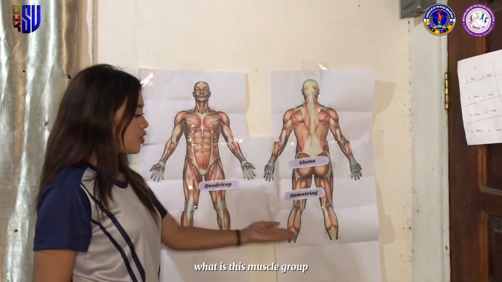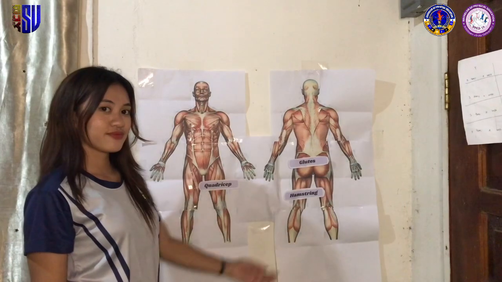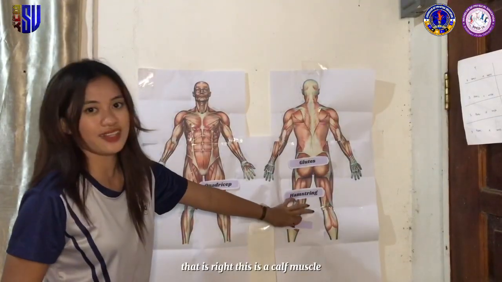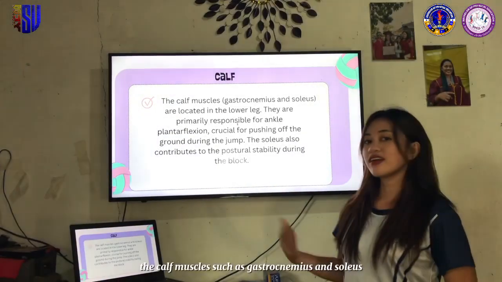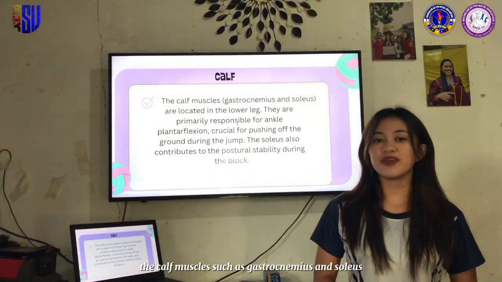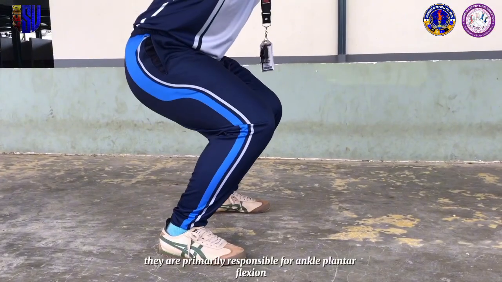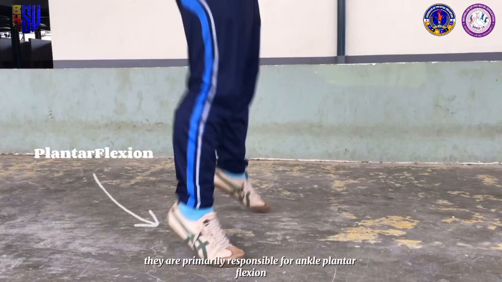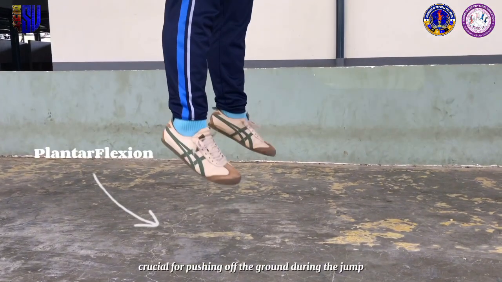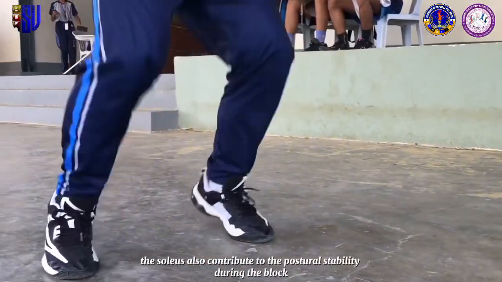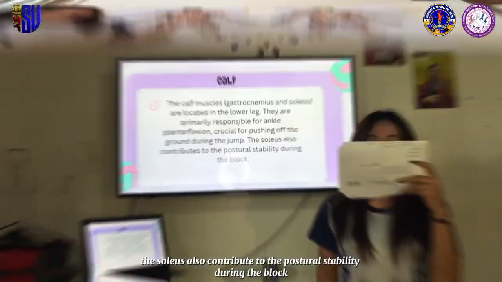What is this muscle group? That is right. This is a calf muscle. The calf muscles, such as gastrocnemius and soleus, are located in the lower leg. They are primarily responsible for ankle plantar flexion, crucial for pushing off the ground during the jump. The soleus also contributes to postural stability during the block.